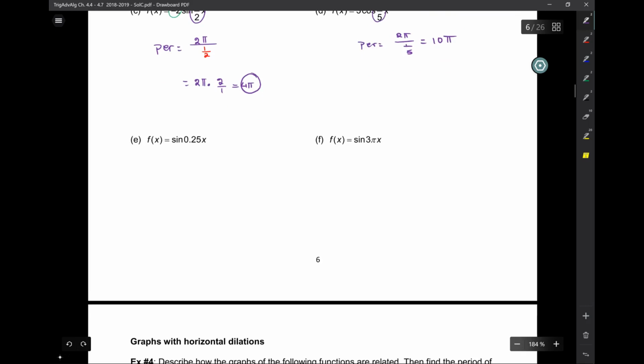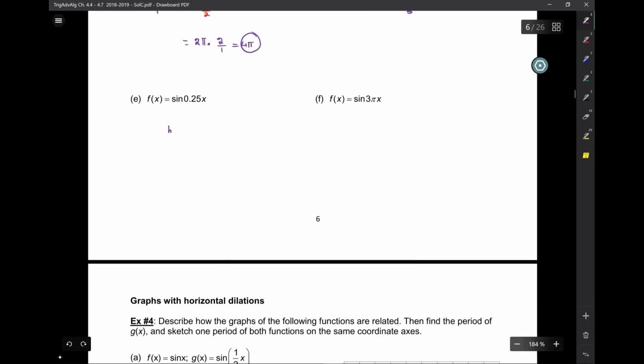All right, so here, B is 0.25. So that's also a fourth. So period is 2 pi over 1/4, 8 pi.